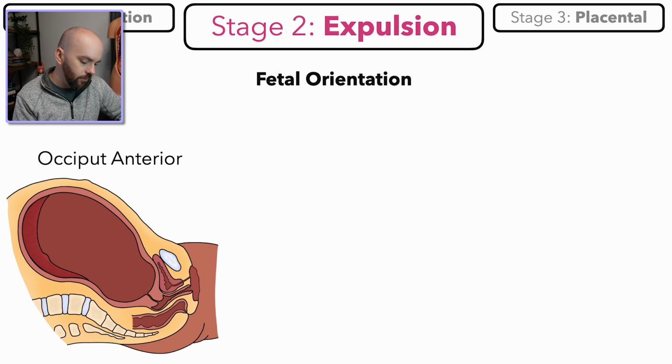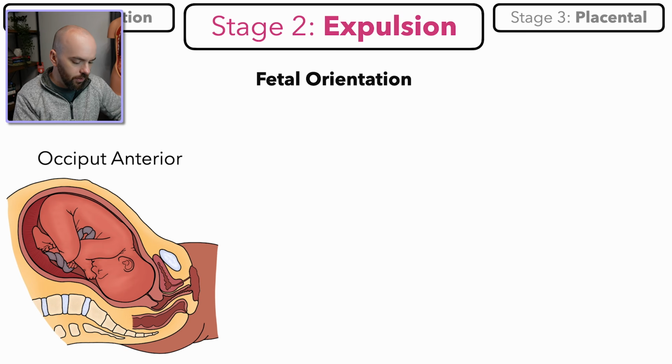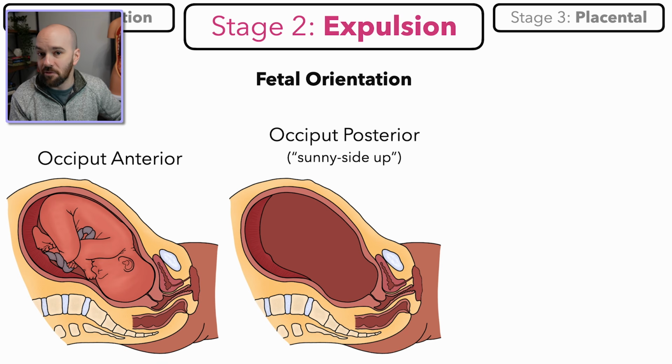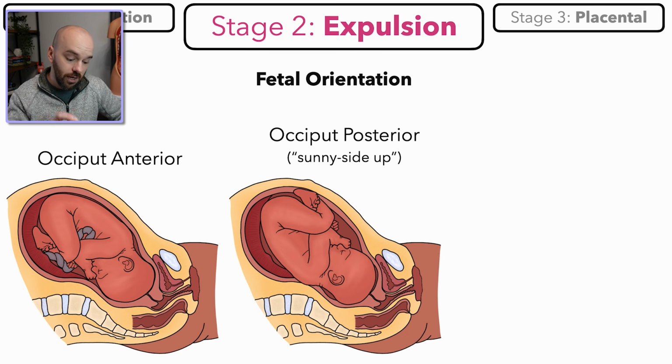We've got a diagram of the mother, and she's laying down. This is going to be the anterior side right here. And so the back of the baby's head is on the anterior side. And this is the ideal orientation for the baby for a natural birth. The baby is facing down towards the mother's spine, and the head is pushed up against the cervix. Another orientation is called occiput posterior, sometimes referred to as sunny side up. This is similar to occiput anterior, but the baby, instead of facing down, is going to be facing up. And so the occiput, or the back of the baby's head, is on the posterior side, or the back of the mother.